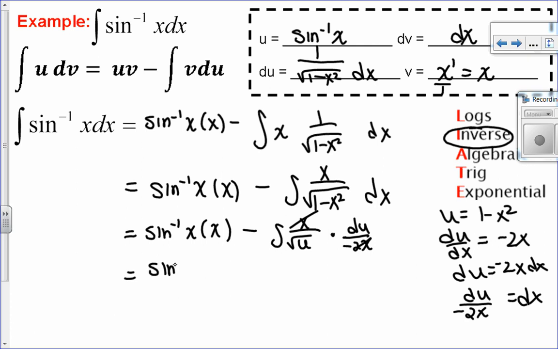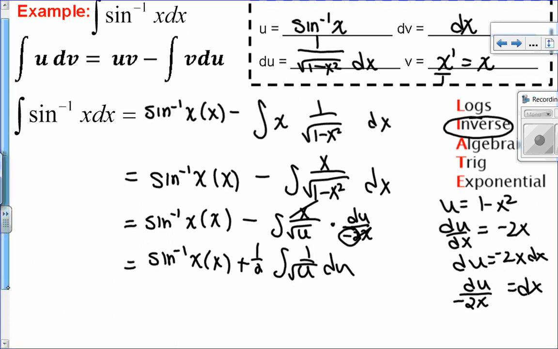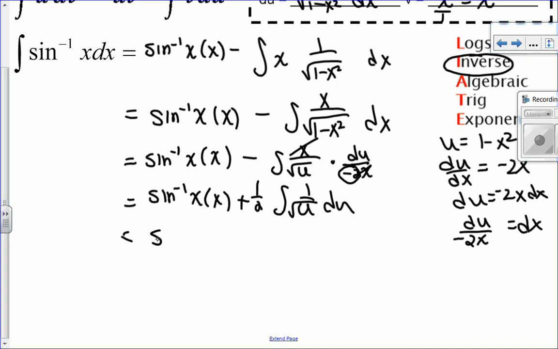So this is sine inverse of x times x. And I'm going to take out the negative 2 that's on the denominator, so it's really negative 1/2. Multiplied with the negative 1 there, it would be positive 1/2 the integral of 1 over the square root of u du. So I just have some simplifying to do with that. So this is just going to equal sine inverse x multiplied by x plus 1/2.